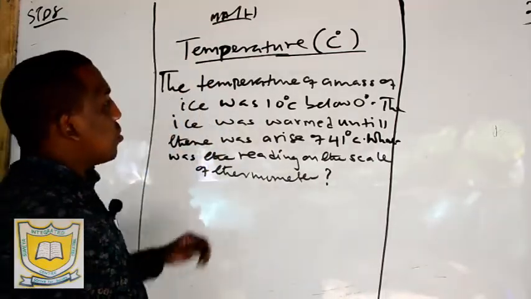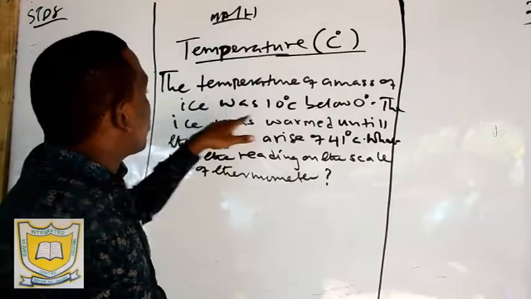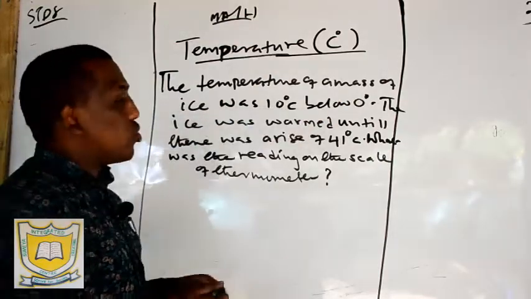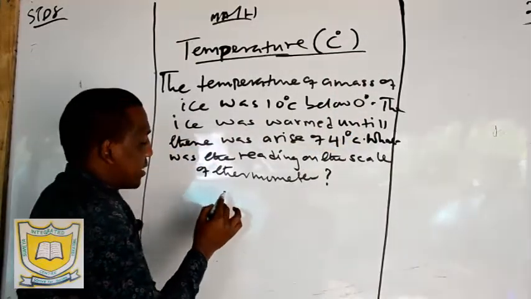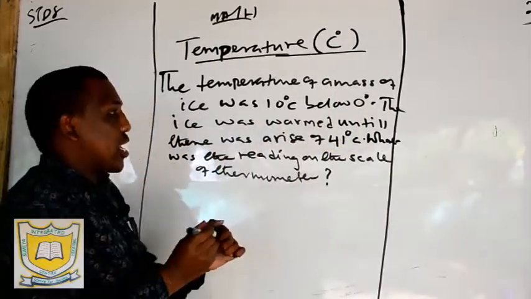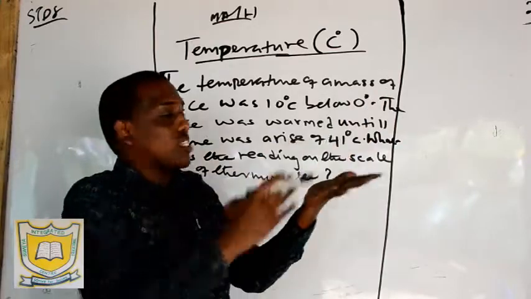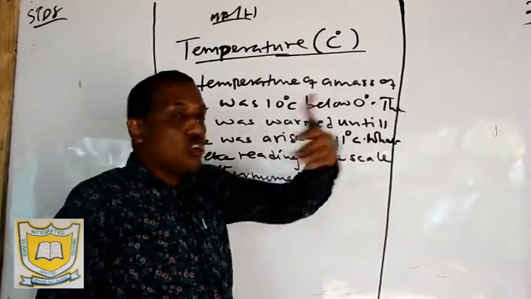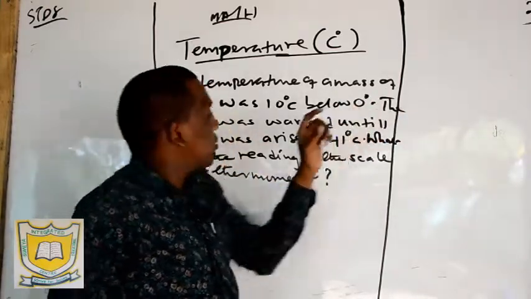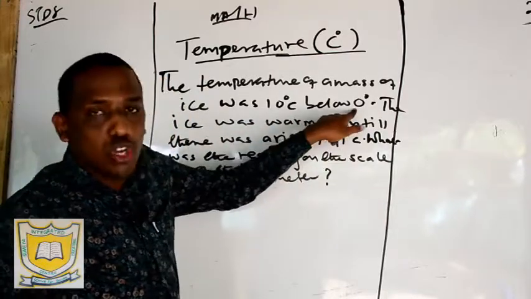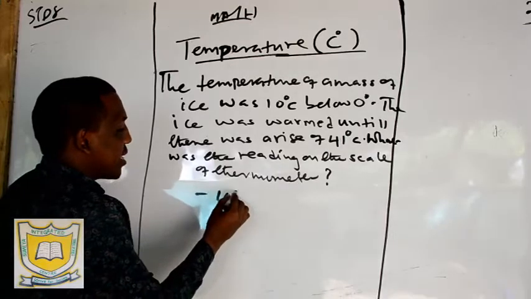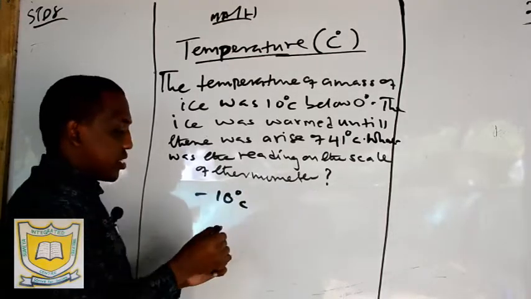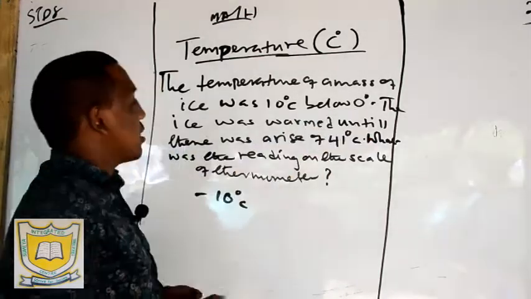Here, let us see now. You are told the temperature of a mass of ice was 10 degrees Celsius below 0 degrees. If you hear below the 0 mark on the thermometer, anything that comes below the 0 mark is negative. So that is now negative 10 degrees Celsius, because they said below the 0 degrees.